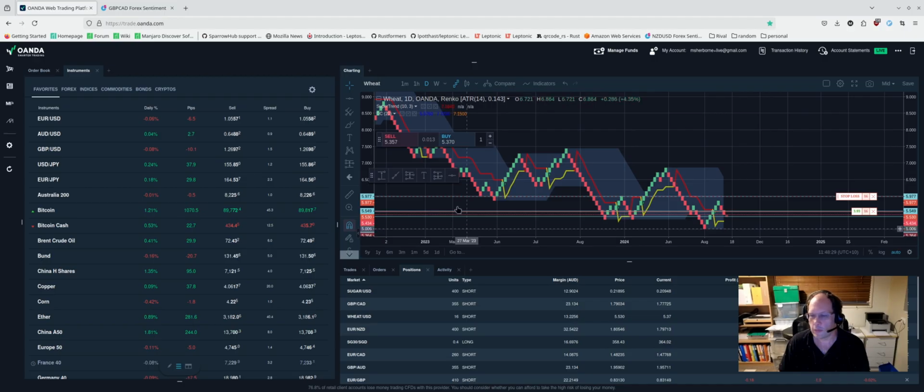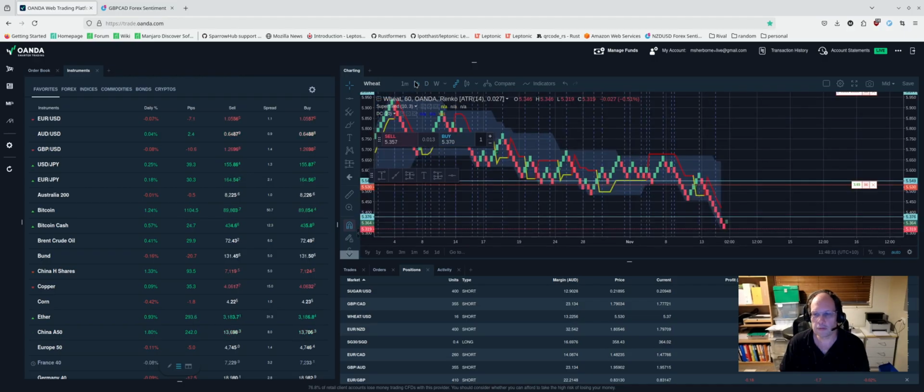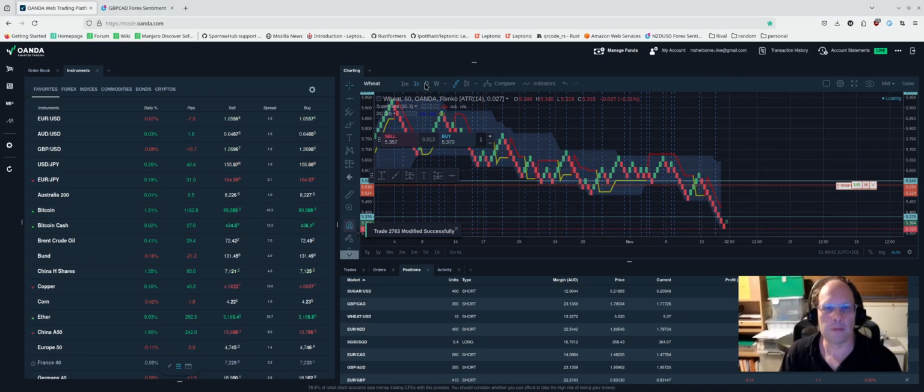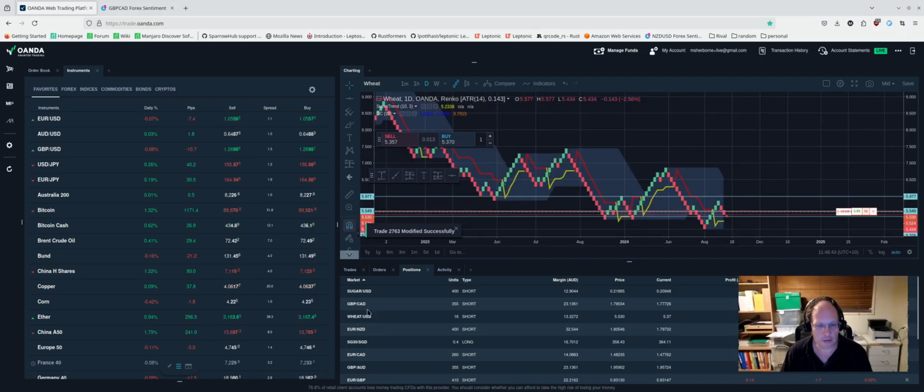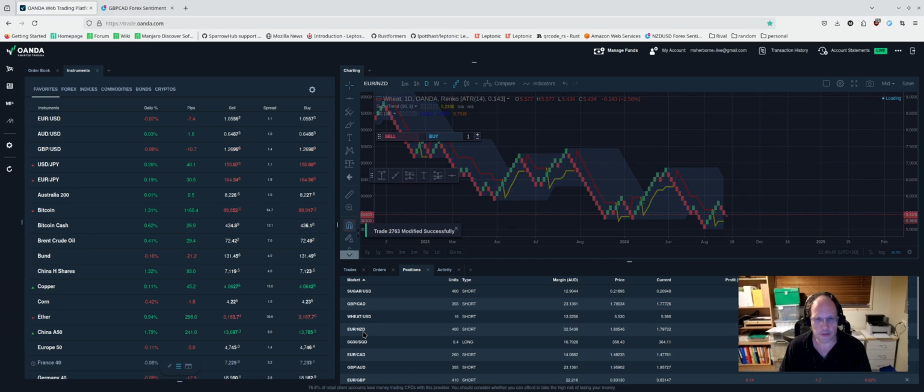We're up $4 and starting to come the other way. I guess I'll turn my stop loss to break even. At least if it stops us out, we can get in again maybe. Cool. And what have we got next? Euro NZ.